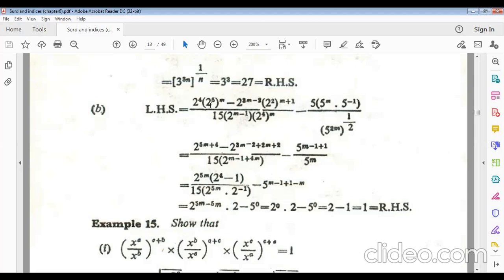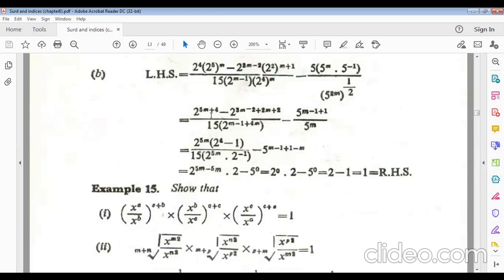Just same base 2 and power will be added. Now 2 to the power thrice m minus 2 and this power what? Twice m plus 2 will be power added, twice m plus 2. Similarly in denominator for the first part 15 into 2 to the power m minus 1, and power will be here for 2 power what? 4m. So 4m will be added to make same base, minus this 5 to the power m and 5 to the power minus 1. So 5 to the power m minus 1, and here also another 1. So 5 to the power m minus 1 plus 1. Now 5 to the power twice m to the power half means what? 2 cancelled. Only 5 to the power m.